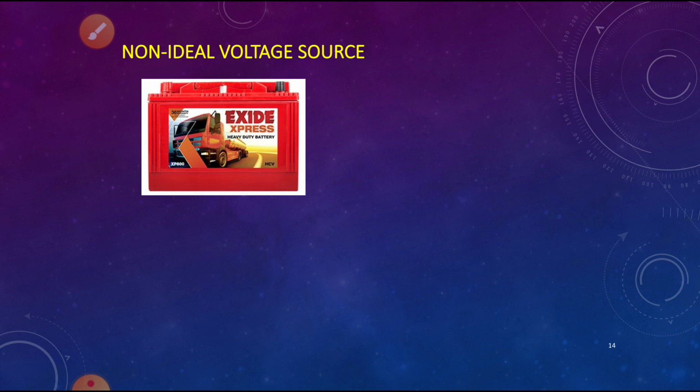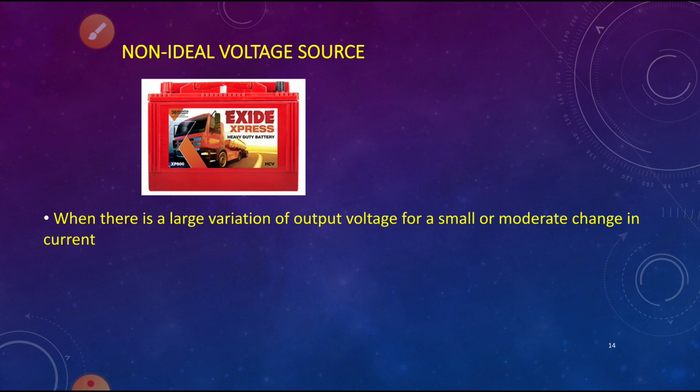Non-ideal voltage sources you can see outside, practically Exide and Amaron, different batteries you can observe for vehicles, 12 volts, 9 volts, different sources, where there is a large variation of the output voltage for a small or moderate change in current. So if here from 0 to 100 amperes the change in voltage is only 0.5 volts, but instead of 0.5 volts, if there is 3 volts or 4 volts, or it may be 2 volts, then what will happen? The variation of the voltage is more. In that situation, those are known as non-ideal voltage sources.